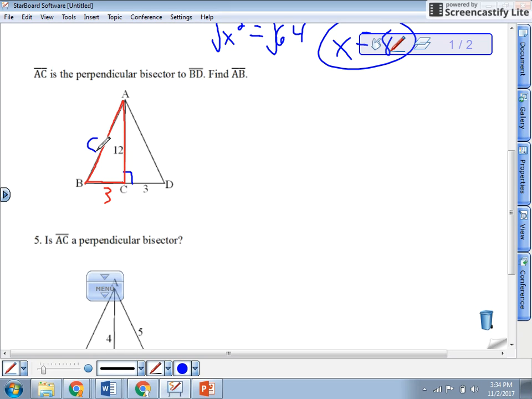So to set it up, we would just say 3 squared plus 12 squared. Again, those are the legs of that right triangle, and that equals C squared. Solve for C. Just kind of showed you guys how.